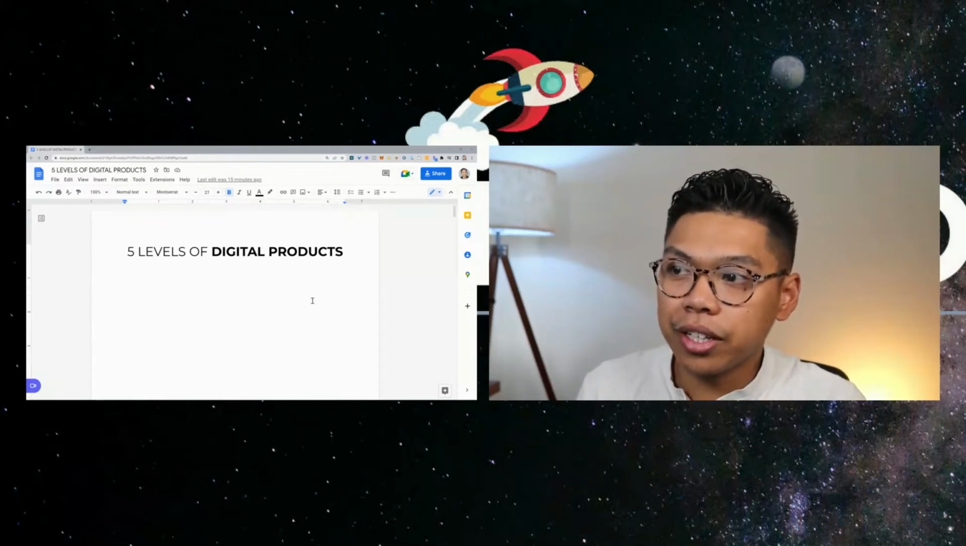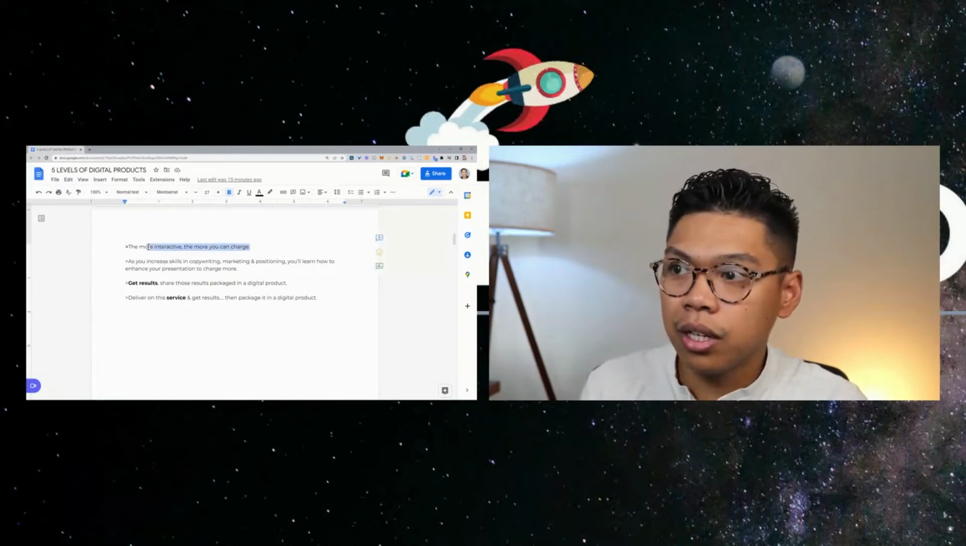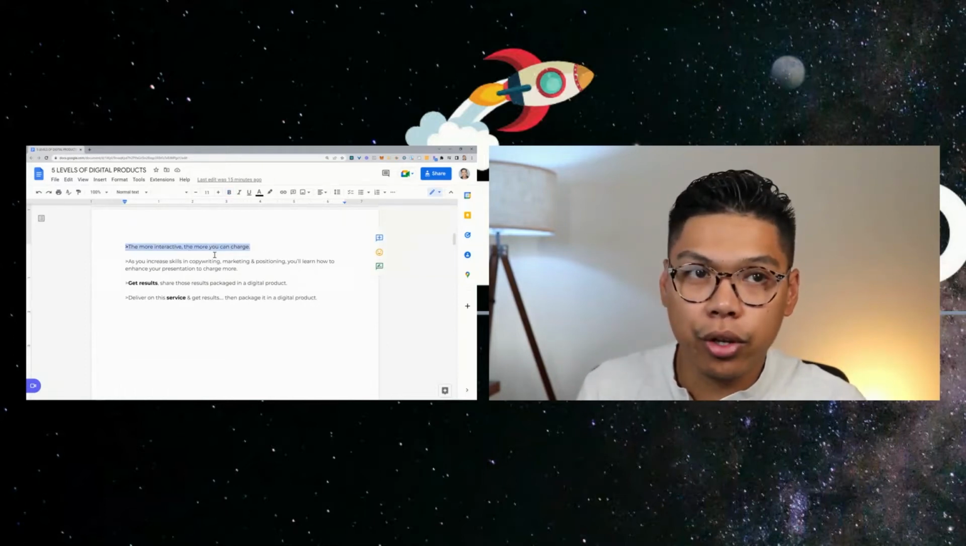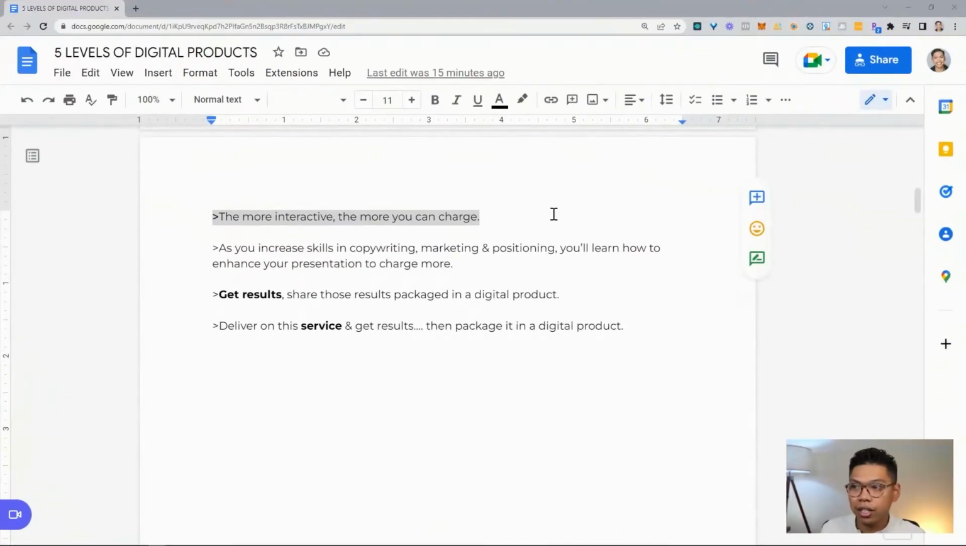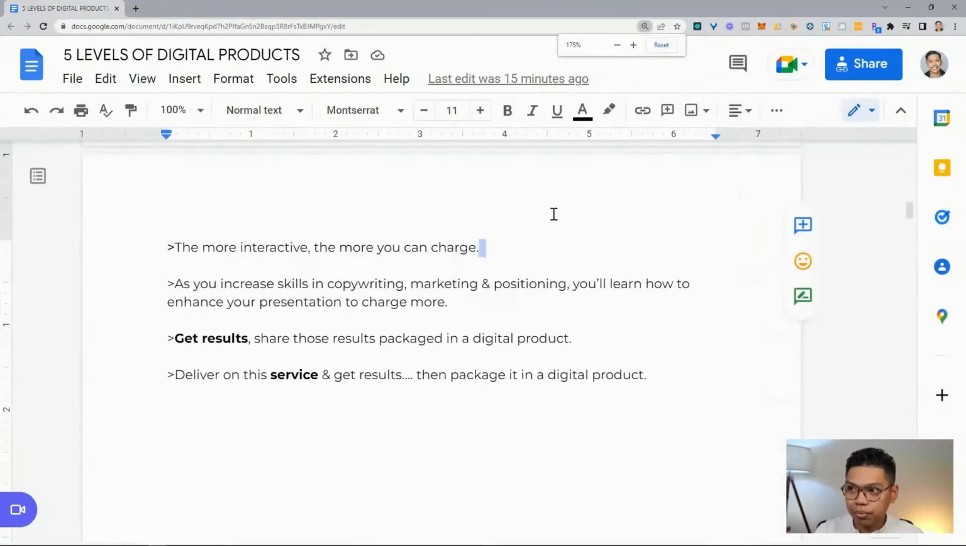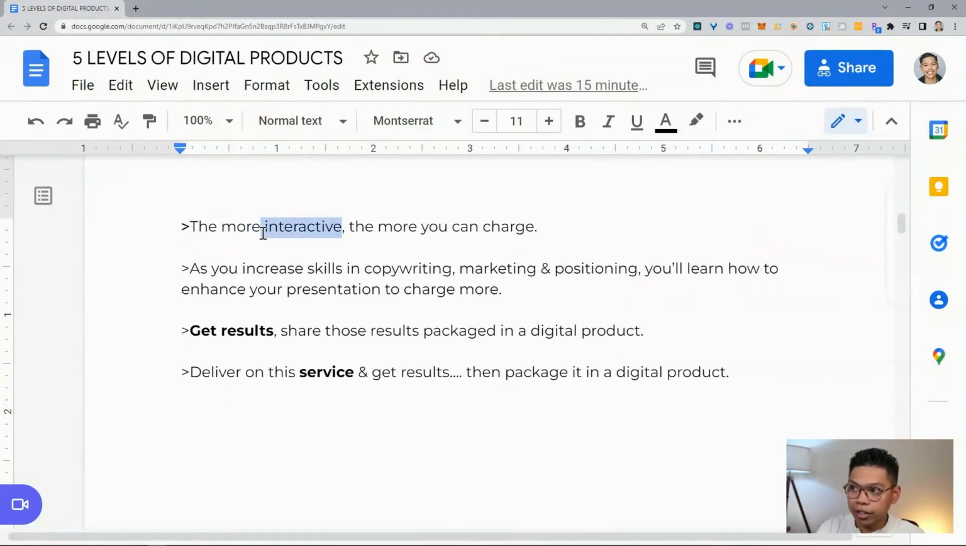As I'm sharing this, I want to give you guys some quick frameworks around these 5 levels. Number one is the more interactive, the more you can charge. Because a lot of people always have questions around this, like, how much should I charge? The more interactive it is, and I'll give you guys examples in these 5 levels, the more you can charge.